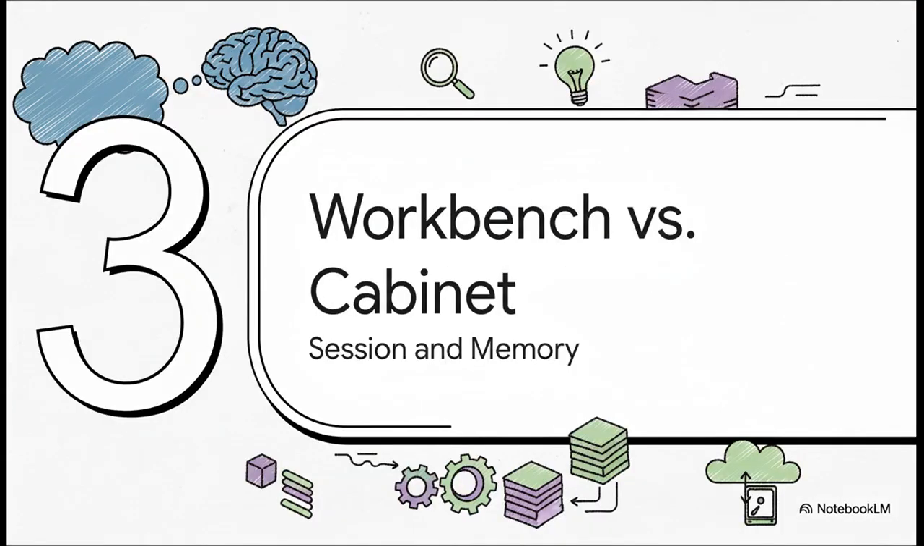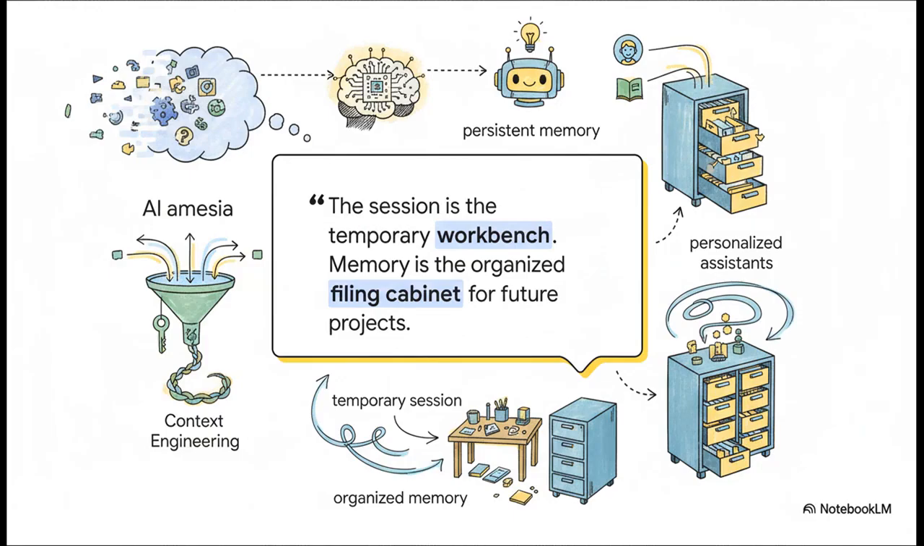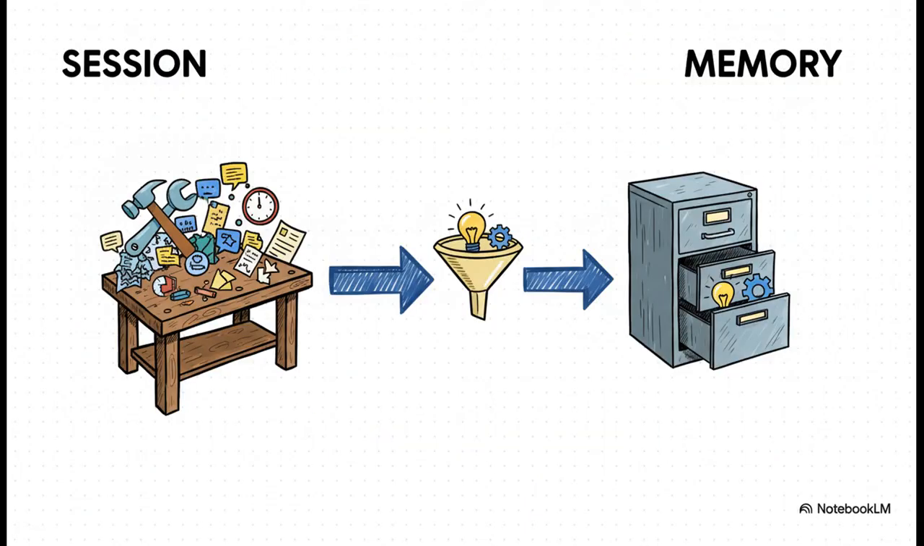Okay, so if context engineering is the master plan, what are the actual tools we use? Well, the whole system really comes down to two core components, something we can call the agent's workbench for what's happening right now, and its filing cabinet for long-term memory. Right, let's break this down. The session, that's your temporary workbench. It's messy, it's covered in all the notes and tools you need for the immediate task you're working on. But memory, on the other hand, that's the long-term, meticulously organized filing cabinet where you store the really important stuff for later.